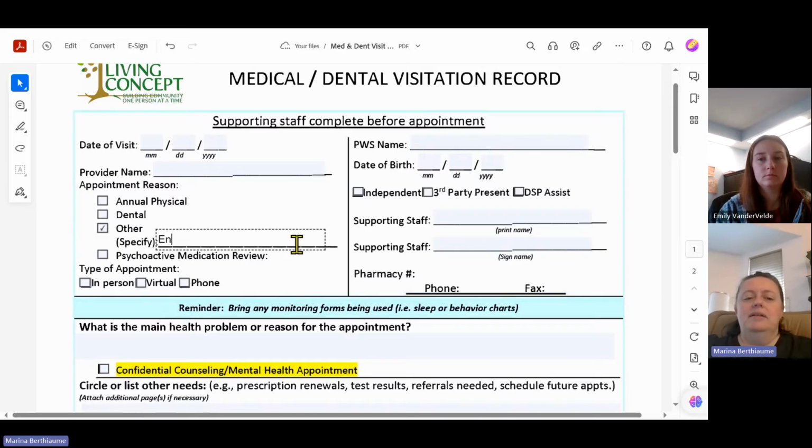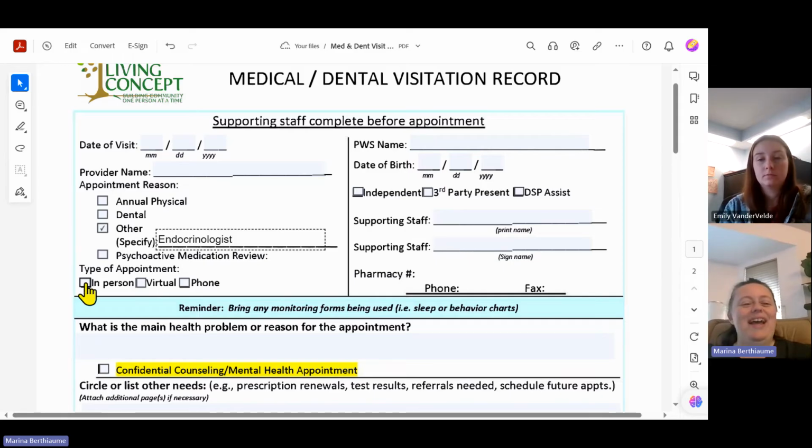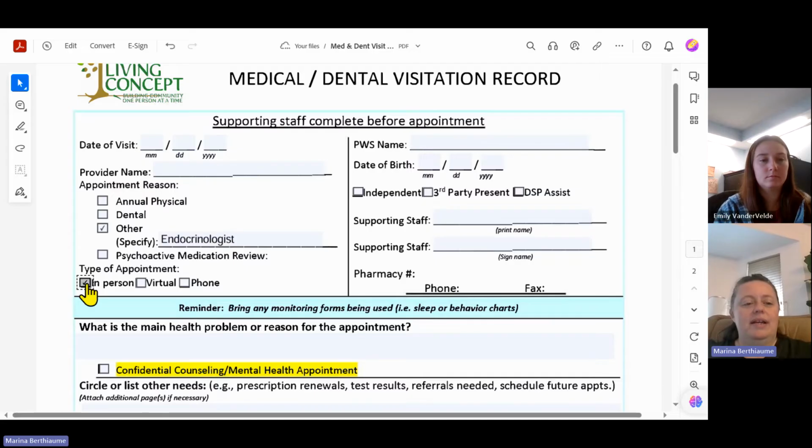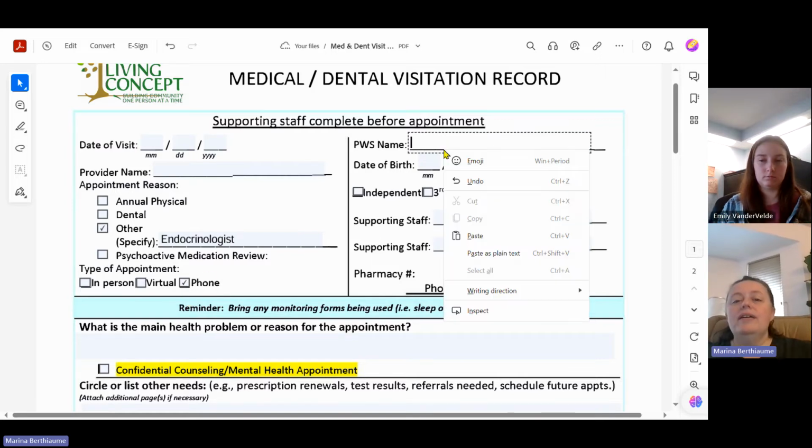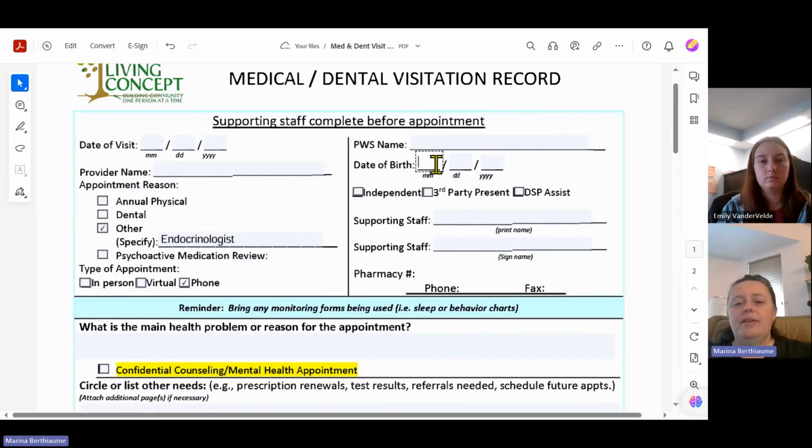So podiatrist could be one of them, or endocrinologist, something like that. And then you're going to come down here and you're going to select what type of appointment. Is it in person? Is it virtual? Was it over the phone? So you'll select there. Over here, the person we support's name and their date of birth.